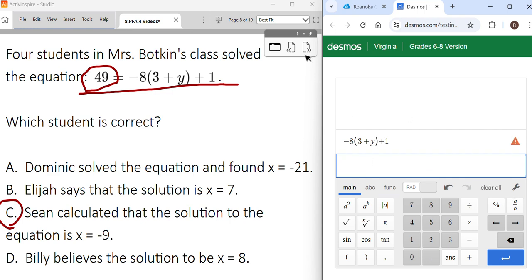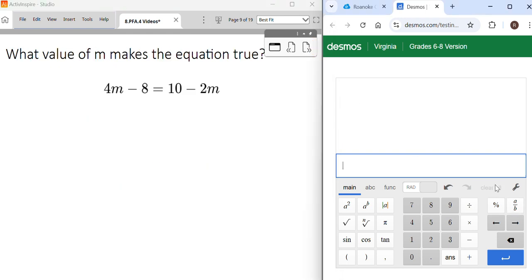All right, let's see what we've got next. Okay, next we have: what value makes this equation true? I want you to notice right away that you have an equal sign, so we know one side has to be the same as the other, and that you have variables on both sides of this equation. So there are several ways to do it. Let me start by just typing in the way we're going to check it in our calculator. 4m minus 8 is on one side, and it has to be exactly the same as 10 minus 2m.